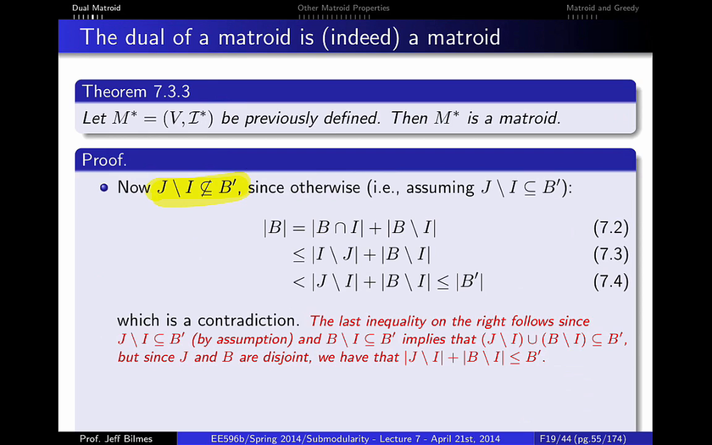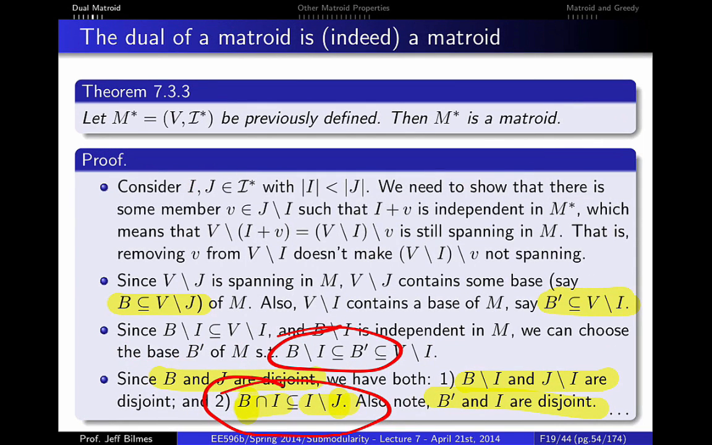Okay, so why is this true? So first of all, let's assume that J except for I is a subset of B prime. Okay, so if that's true, then first of all we have this. So B is equal to B intersect I plus B except for I, right? Well, that's basically partitioning B into two sets: that which intersects I, and that which is in B but not in I. So then this follows. This next line follows from this. Let's erase this a little bit.